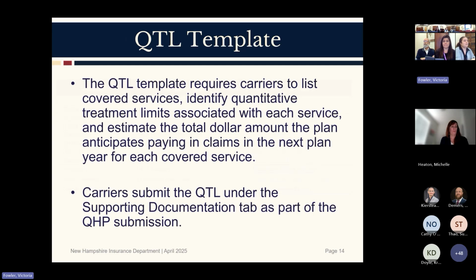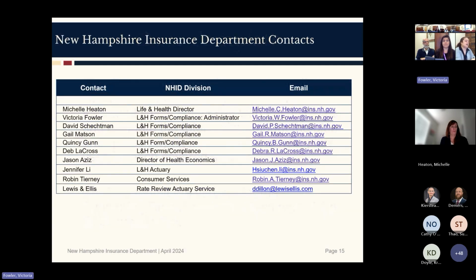And that segues nicely into our next slide, which is our contact information with the New Hampshire Insurance Department. Please don't hesitate to reach out to us with any questions you may have. This is a list of New Hampshire contacts that will be able to answer your questions or get you the information you need regarding plan year 2025 QHP filings or any life and health form and rate filings.